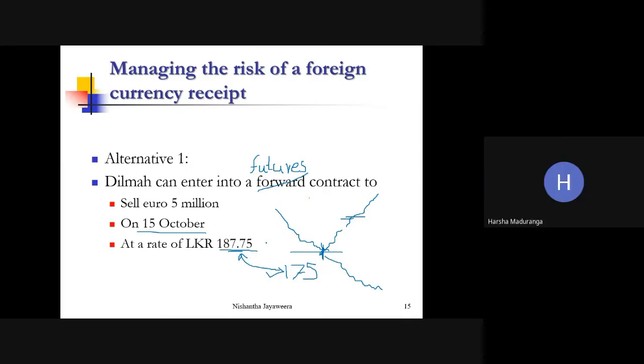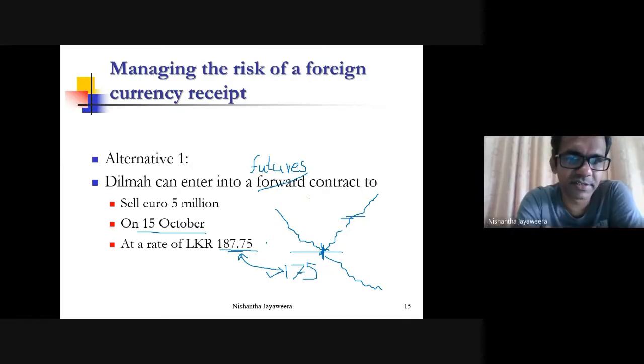Is that credit risk? That's the credit risk. Yes, exactly. Because we entered into a transaction with some other party. We never know whether that party would honor the transaction on the maturity date. So we take the credit risk.